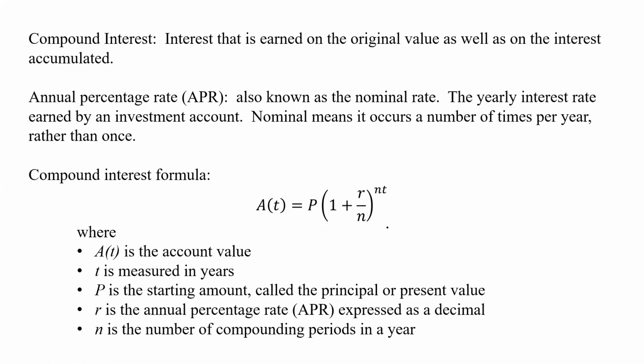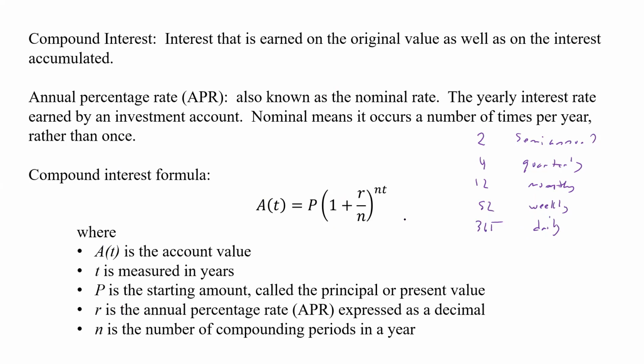Now, nominal means it occurs a number of times a year. So maybe we have some examples here. Maybe it's twice a year, so that's semi-annual. Maybe it's 4 times a year, that's called quarterly. Maybe it's 12 times a year, that would be monthly. It's a big N. And we could do weekly, so that would be 52. There's all kinds of different ones we can do. Daily would be 365. So it all depends on what they ask for, okay?